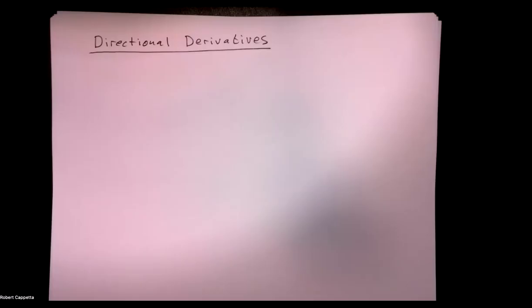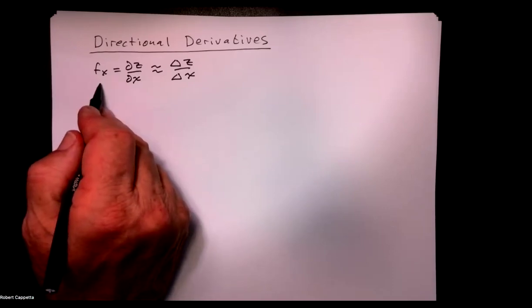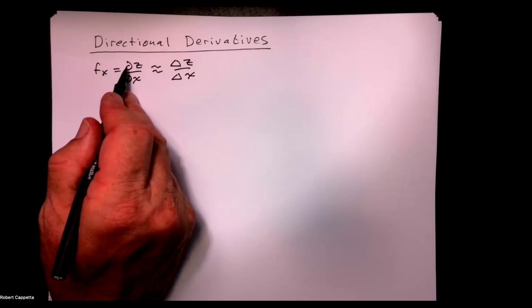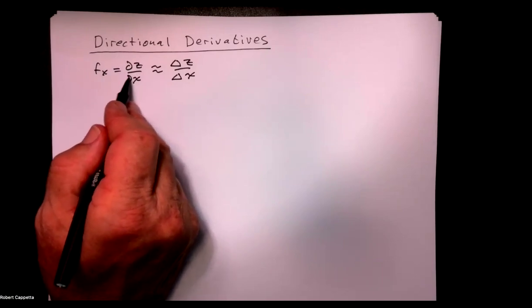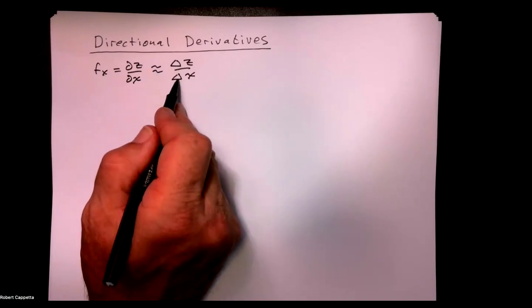So this lesson's on directional derivatives, and I want to first start by reminding you of partial derivatives and what they mean geometrically. So f sub x, the partial derivative of f with respect to x, is written as this funny-looking dz divided by dx, which is approximately the same as the change in z over the change in x for small values for the change in x.